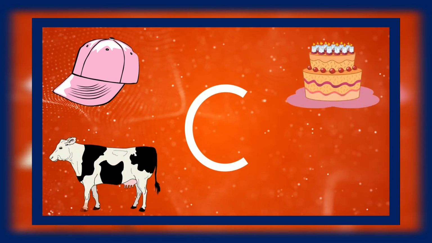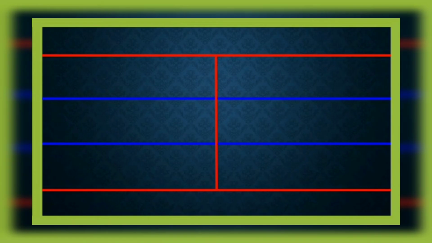but it will be small, the left curve will be small. So same way we are going to write a small left curve. So this is your small C. So C says cap, cake, cow, carrot.